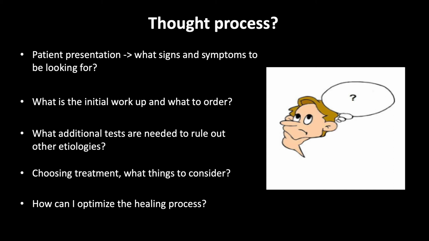And then what tests should you order? Like a CBC to look for a leukocytosis, or inflammatory markers to look for an elevated CRP. And if you're not sure exactly on the diagnosis, what additional tests can you order to help guide your decision, like a Doppler ultrasound to look for a blood clot or a superficial ultrasound to look for an abscess.